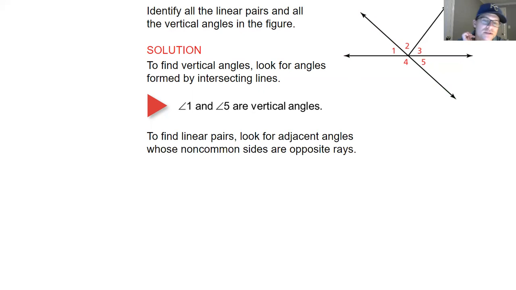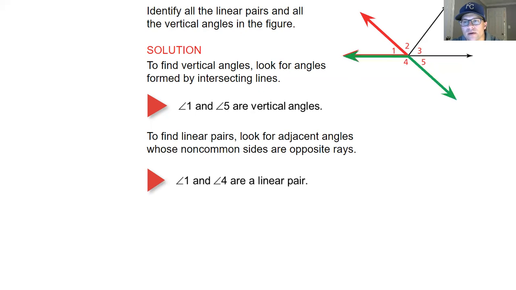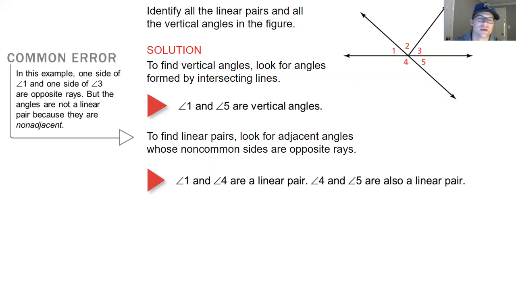To find the linear pairs, you're going to look for the adjacent angles, where the non-common sides are opposite rays or a straight line. So 1 and 4 is an example of a linear pair because the common side is being shared between 1 and 4, and then the non-common sides are opposite rays, or they are drawn as a straight line between them. 4 and 5 are also a linear pair. 4 and 5 share a common side, and their non-common sides form a straight line of opposite rays.